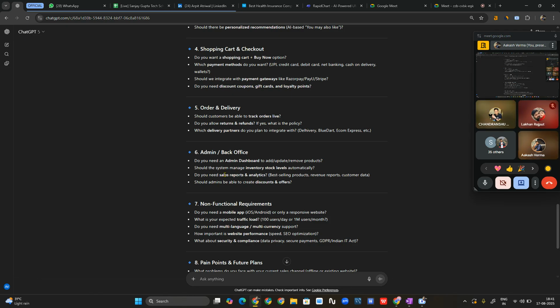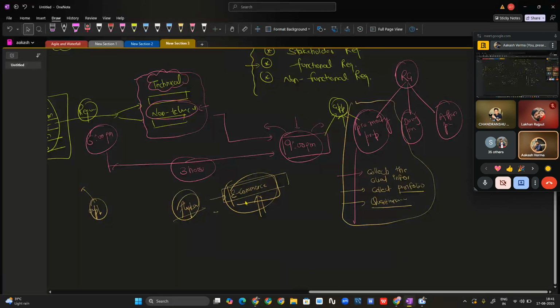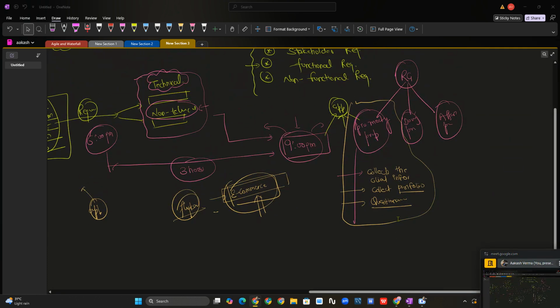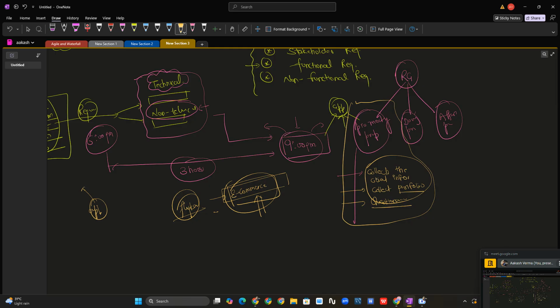Okay, great. Let's move towards the notepad. These are the three major points which you have to prepare before the meeting. The very first point is collect the client information. Second, collect the portfolios, what your company did in the past, the same work. And the third is related to the questionnaires. So this is the pre-phase meeting part. I hope इतनी चीज़ें क्लियर हो गई होंगी.